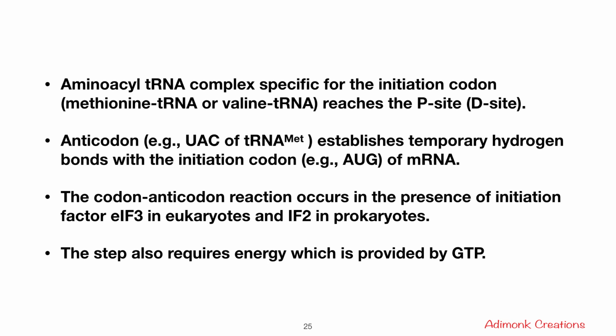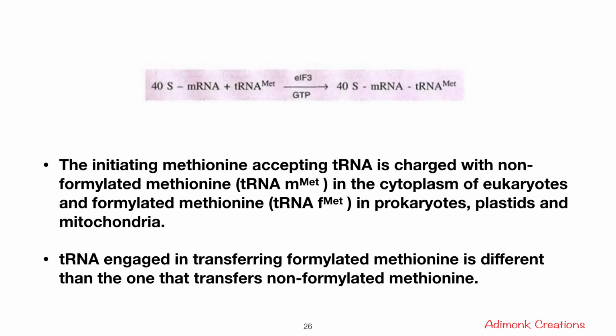Next, the amino acid tRNA complex specific for the initiation codon, that is the methionine tRNA or valine tRNA, reaches the P site, that is the peptidyl transfer site or the donor site, and the anticodon, for example UAC of tRNA methionine, establishes a temporary hydrogen bond with the initiation codon, that is the AUG of the mRNA. The codon-anticodon reaction occurs in the presence of an initiation factor eIF3 in eukaryotes and IF2 in prokaryotes. This step also requires energy, which is provided by the GTP. It has also been shown by the equation here.